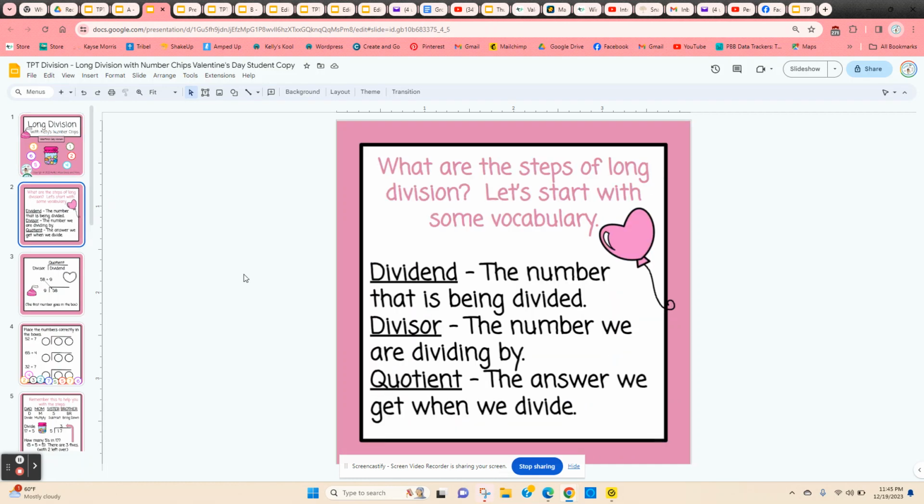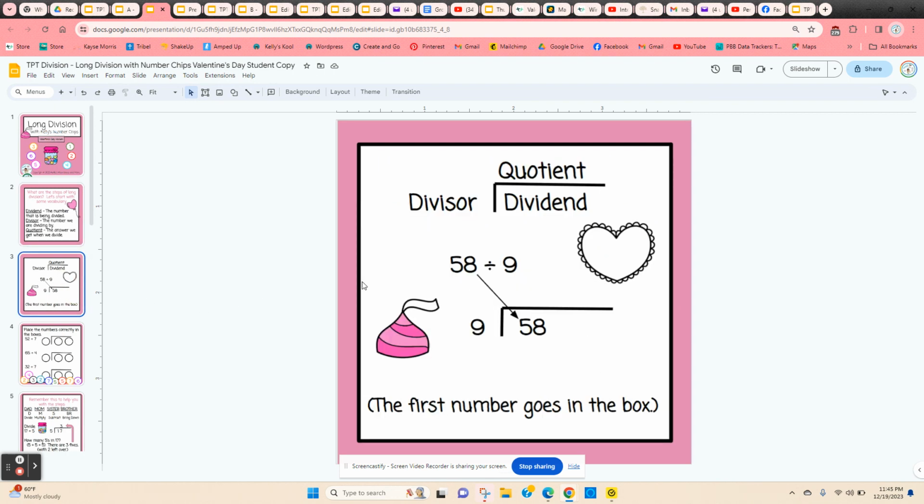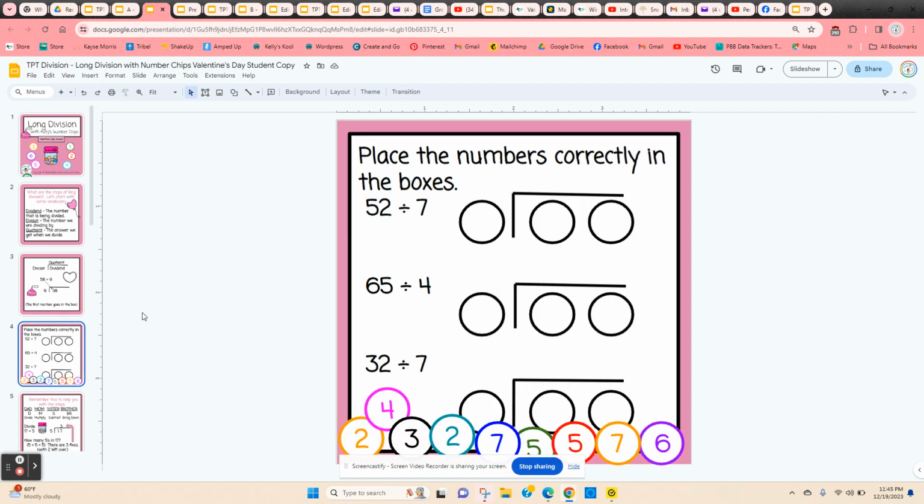The lesson starts out with some vocabulary: dividend, divisor, and quotient, and on slide 3 it shows students where these numbers go in the problem. The first number, the dividend, goes in the box. They just start out with placing the numbers correctly, and that's all they have to do on slide 3. They also get a little practice moving these number chips.